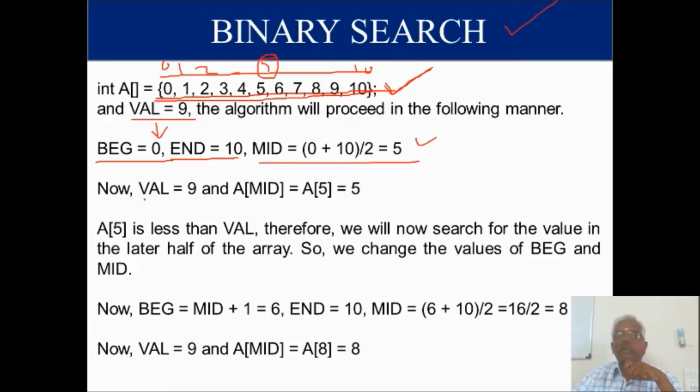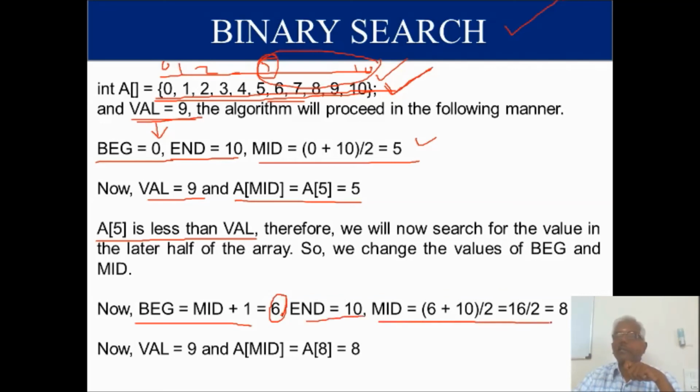Now we are going to check whether the key value matches the mid value. No, the key value is 9 but the mid value is 5. It is not a match. The mid value is less than the key value, so definitely it will be available on the right side. On the right side, end is going to be the same but beginning is going to be mid plus 1. So beginning is equal to mid plus 1, which represents the 6th position. End is still 10.